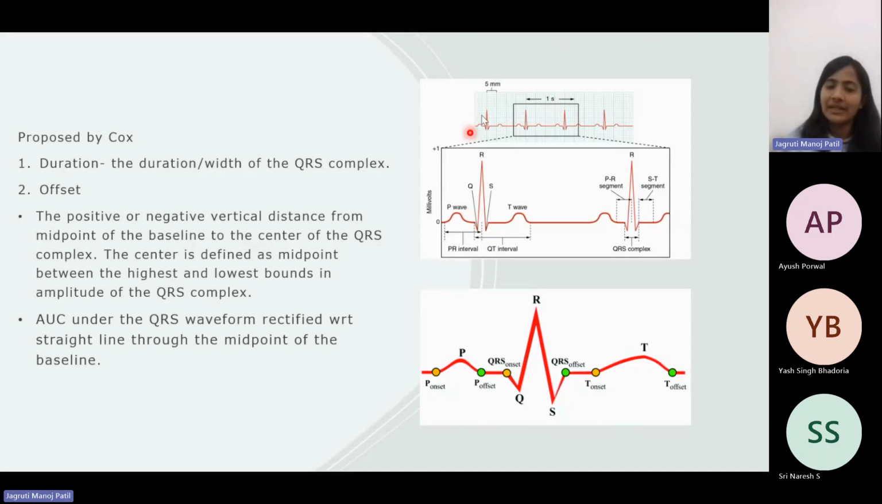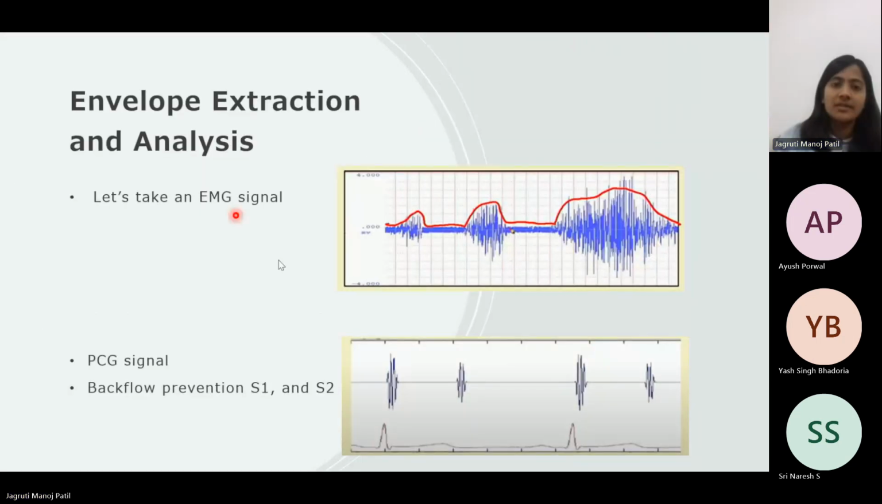Then what they do is rectify the signal. Rectification makes your negative components positive, so the Q would be this small, the R would be this, and the S will be this positive. So you rectify it and then find the area under the curve with respect to the straight line through the midpoint of the baseline. Initially we saw onset and offset. This is the way in which you can manually place some points and then measure wave intervals. Next comes another method, envelope extraction and analysis.